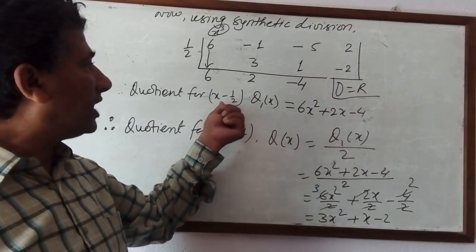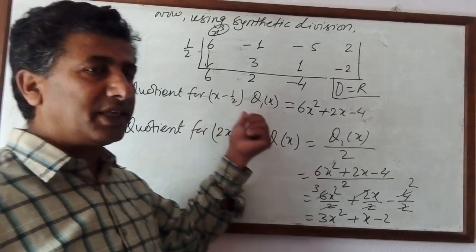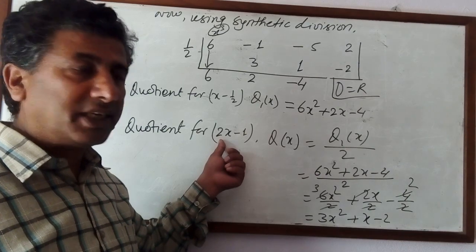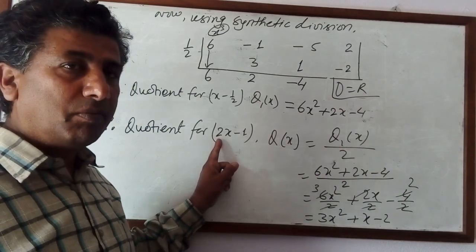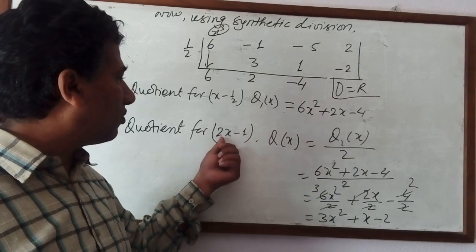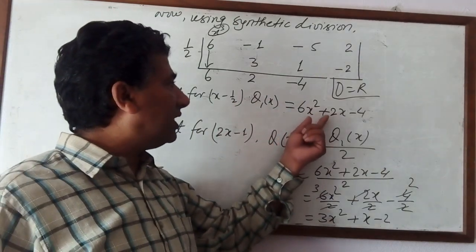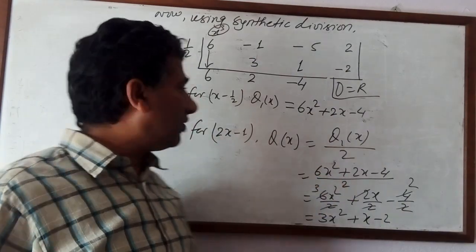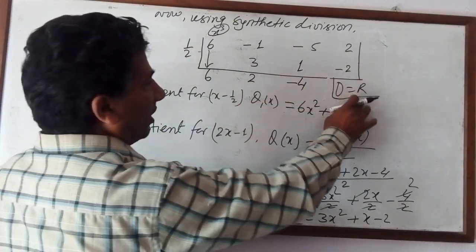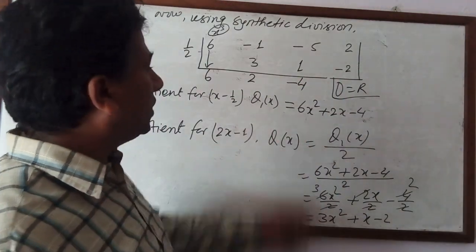This is the quotient for x minus 1 by 2. Be clear that synthetic division is always used only for divisors in the form x minus a or x plus a. That's why 2x minus 1 is not in the form of x minus a. From this divisor we have to remove this 2. After taking 2 common, it will be this. Now this is the quotient for x minus 1 by 2, and again divide this by 2. That gives the quotient for 2x minus 1. In this way we have to find it. And the remainder for this is also 0, for this also 0. There is no change.